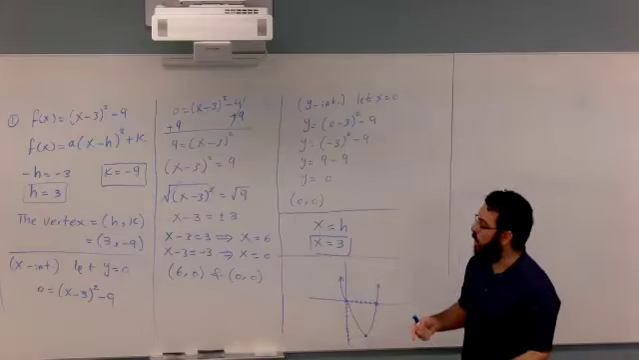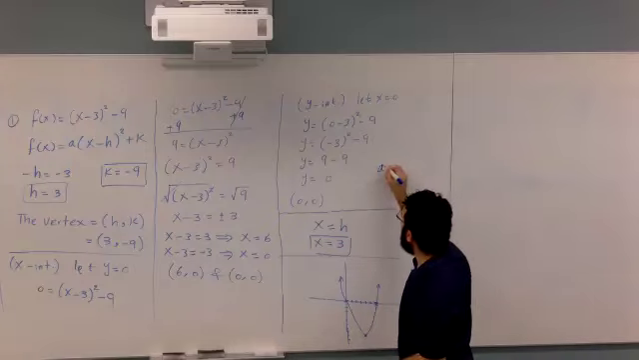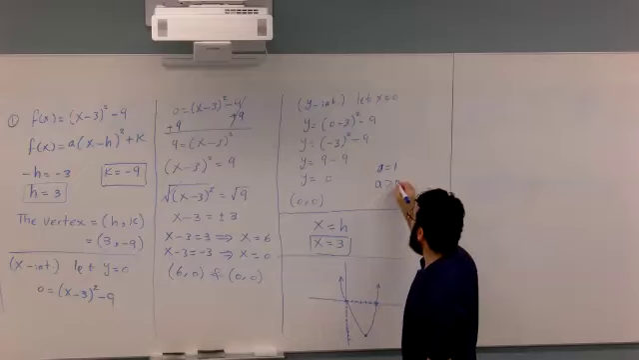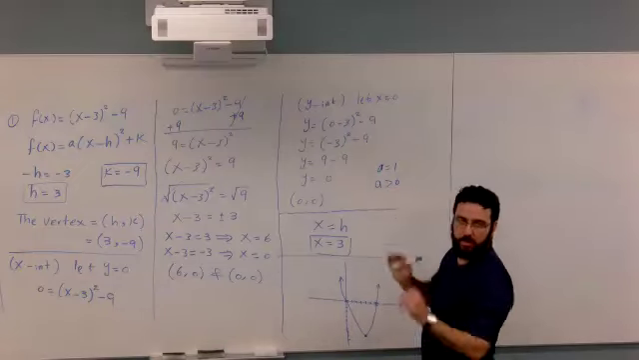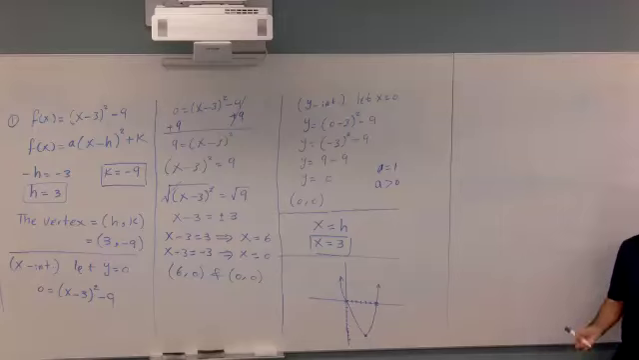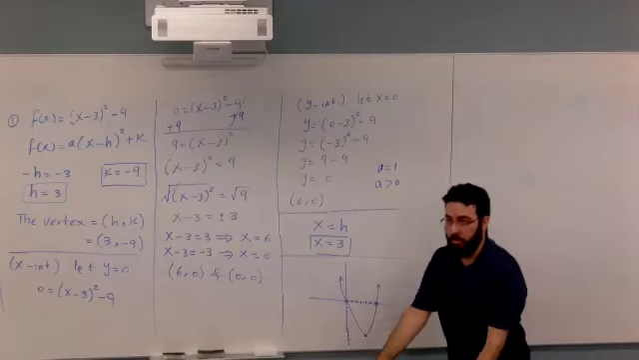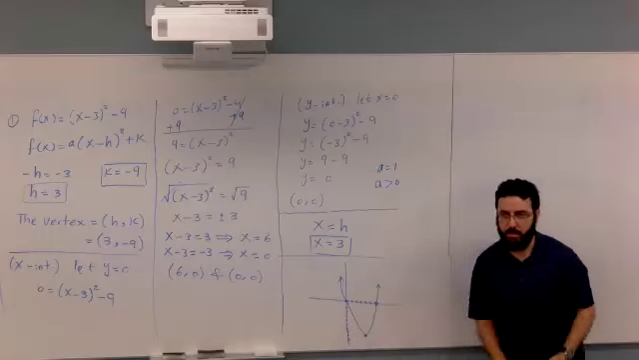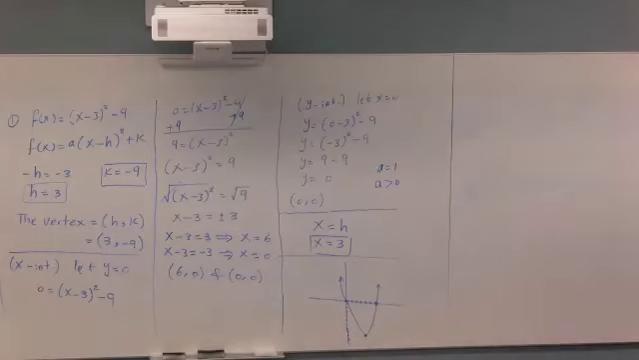How are we going to find this upward? Because the value of A equals 1, and A is greater than 0, that means the graph is going upward. If it's negative, the graph is going to be going downward. Otherwise, it's going to be the same graph. So, okay so far? Ready for the next one?